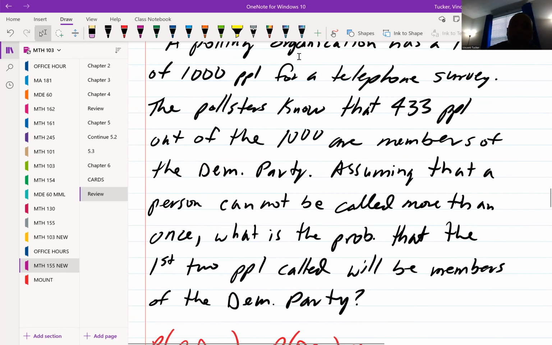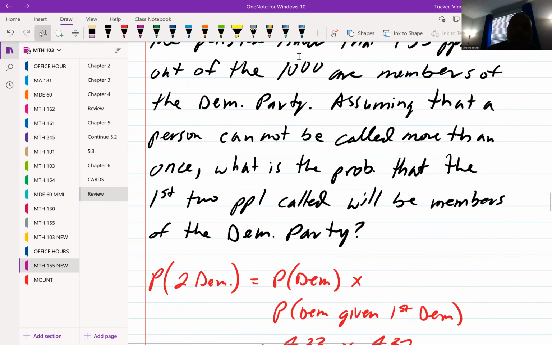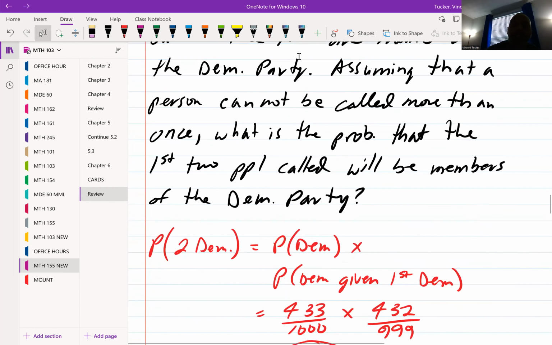All right, scrolling up. So we want to know what's the probability that the first two people that called are Democrats. So we know the first one they were trying to pull out as a Democrat, probability of getting a Democrat on the first slot is 433 out of 1,000. We know that there's 433 out of 1,000 that are Democrats.